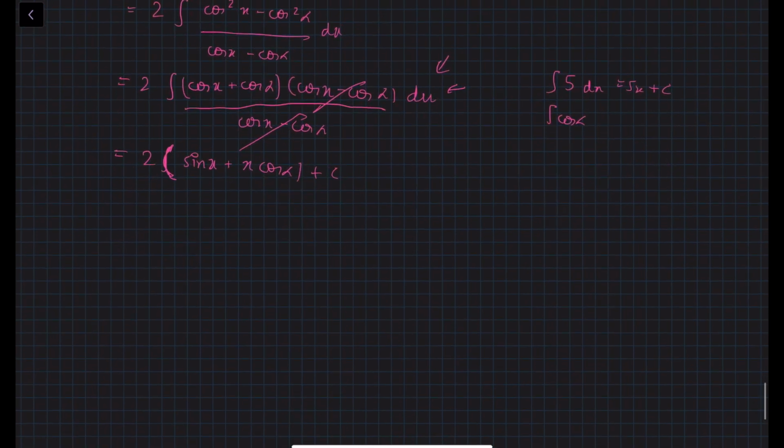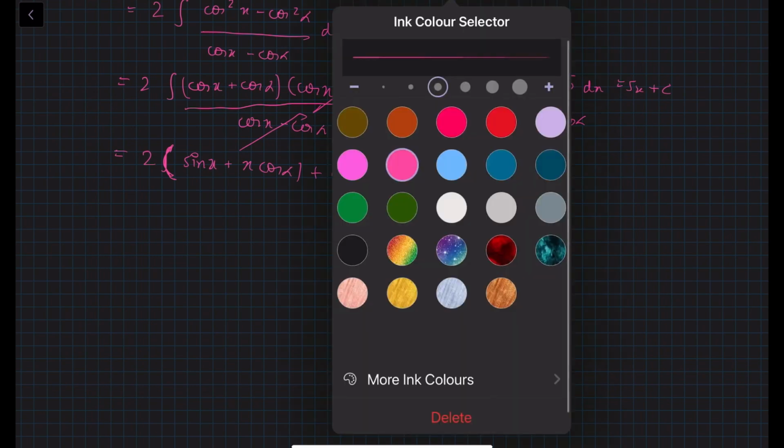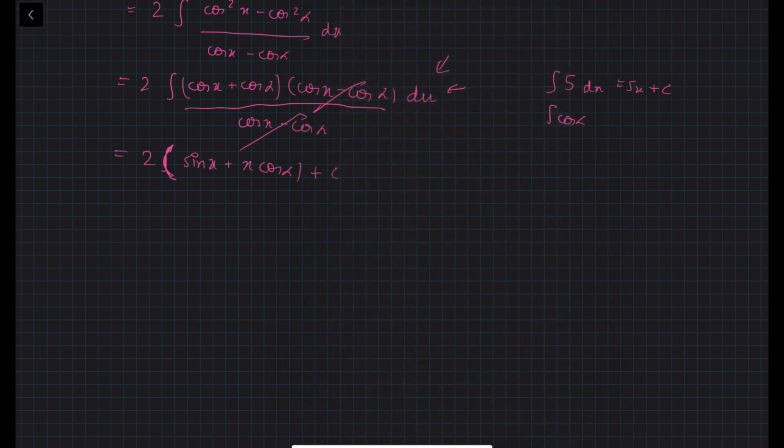All right. So now for question number 14. Question number 14 is the integral of cosine x minus sine x over 1 plus sine 2x dx.